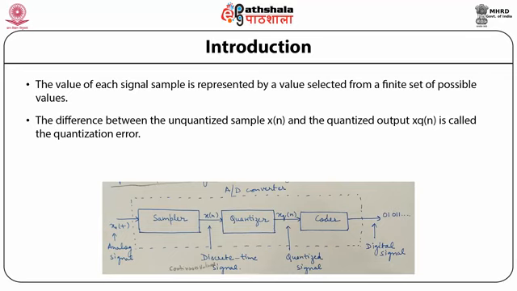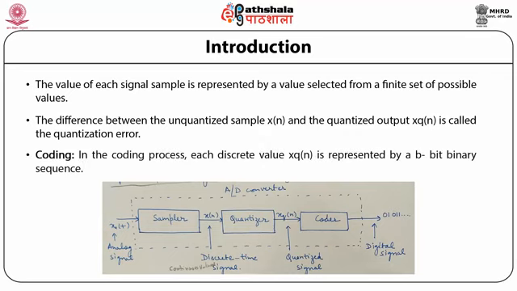The last process is coding. In the coding process, each discrete value xq(n) is represented by a b-bit binary sequence. So students, the block diagram for the analog to digital converter is shown in this figure, where all the three steps, that is sampler, quantizer and coder, which perform all these processes, are shown over here.